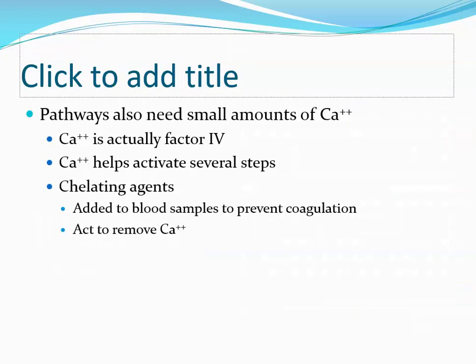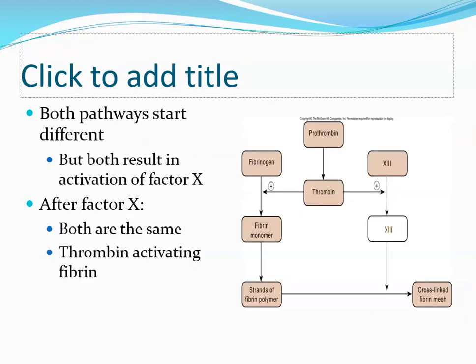Both pathways start out differently, but they both result in the activation of clotting factor 10. So to make this chart here complete, factor 10 would go right here between prothrombin and thrombin. After clotting factor 10, both pathways are exactly the same, resulting in the activation of thrombin, which then activates fibrin.